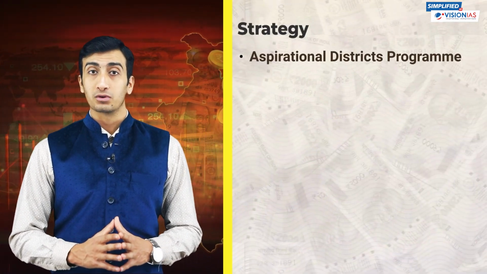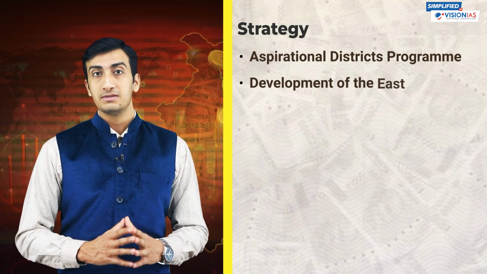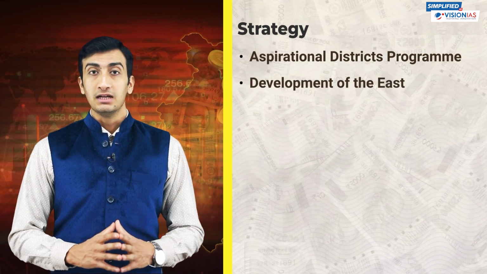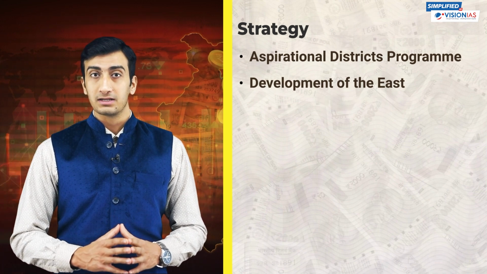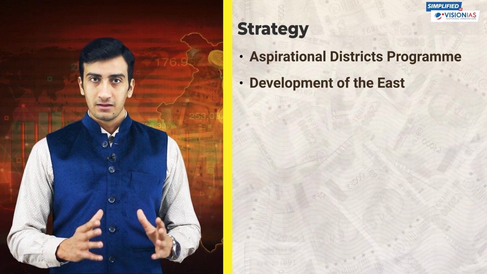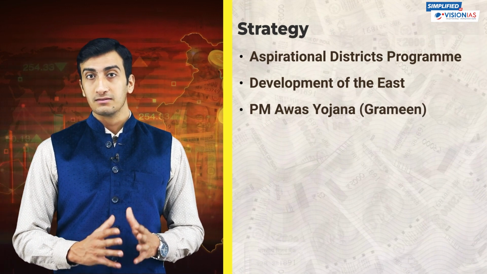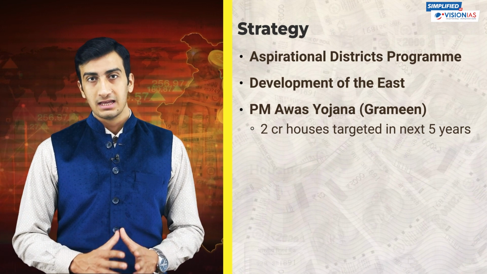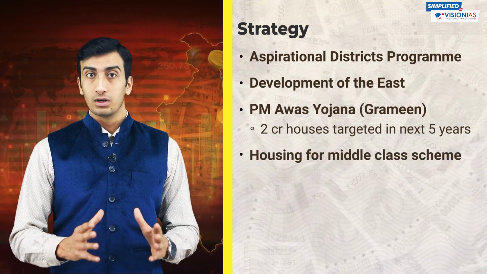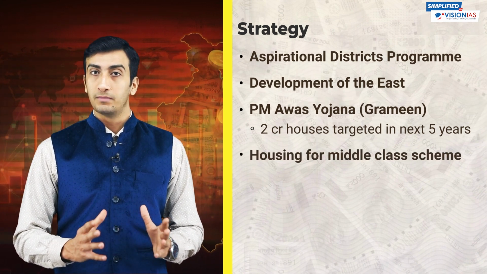Next, in the field of inclusive development, the Aspirational Districts program will assist states in faster development and employment generation. Also, development of the eastern region of India is envisioned to make the region and its people a powerful driver of India's growth. Further, the PM Awas Yojana Grameen has targeted an additional 2 crore houses for the next 5 years, and a Housing for Middle Class scheme will be launched to help the middle class buy or build their own houses.